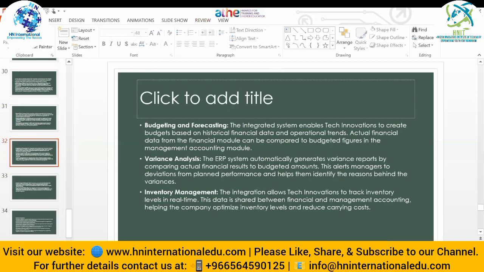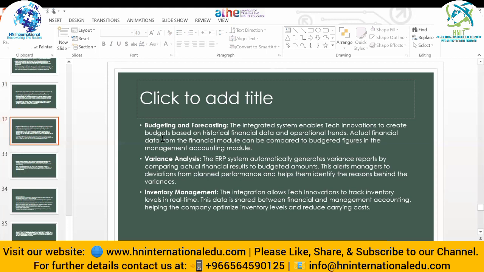Then we have budgeting and forecasting. The integrated system enables Tech Innovations to create budgets based on historical financial data and operational trends. Actual financial data from the financial model can be compared to budgeted figures. So whatever you have assumed, it should be compared to the actual one.